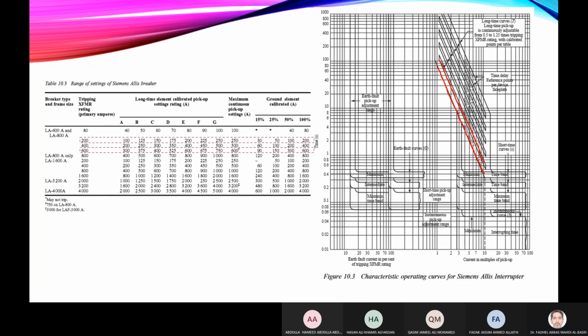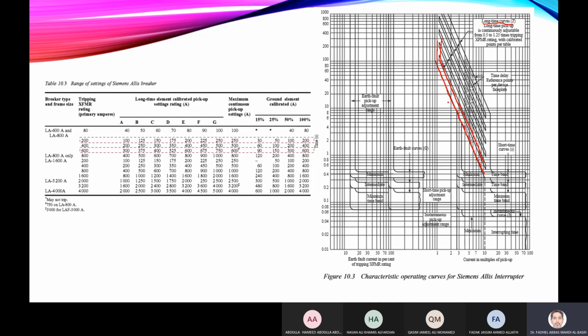So this band means the relay. This range is called the long time curve. A breaker, low voltage breaker and medium voltage breakers, can have this characteristic. The long time pickup current, which is the curve, is something like this.